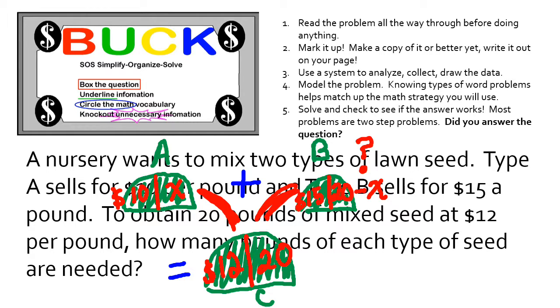All right, now we're going to go to solving and checking to see if the answer works. So I'm going to take my information and put it all together. Well, we know we've got type A at $10 a pound. We're going to add it to type B, which is $15 a pound, the 20 minus the X, the difference. And in the end, we're going to end up with $12 a pound. But we know that we're going to have 20 pounds of grass seed.